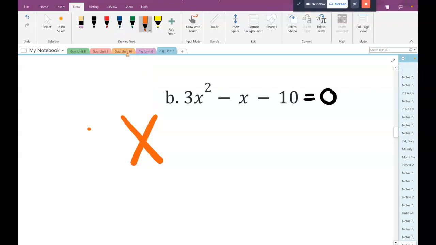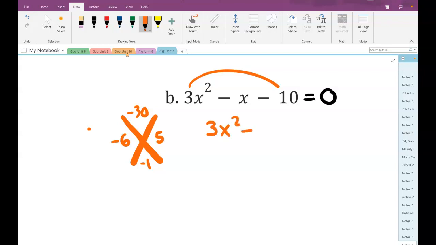So we would take our a times our c, so we'd have a negative 30 on the top and a negative 1 on the bottom. So we have to multiply to negative 30, but add to negative 1. That'd be negative 6 and a positive 5. You could find that on your factor sheet if you needed to. Look at the factors of 30. We know 30 has to be negative, so one number on the side has to be negative. We split our b term to negative 6x plus 5x minus 10.